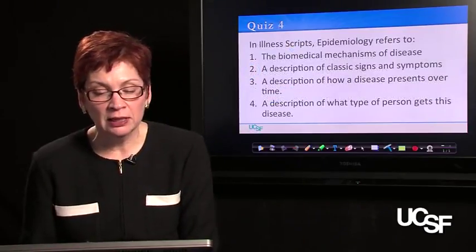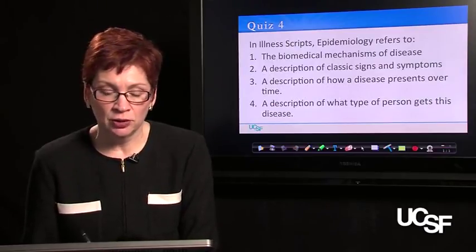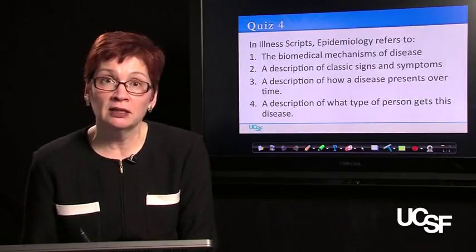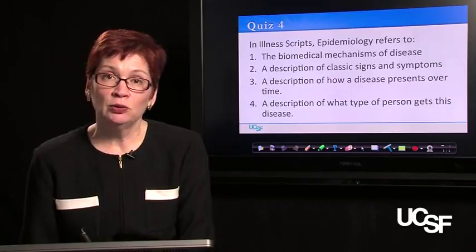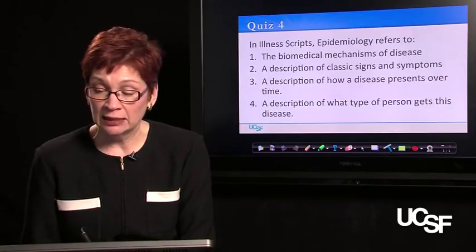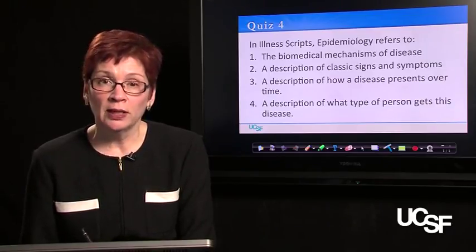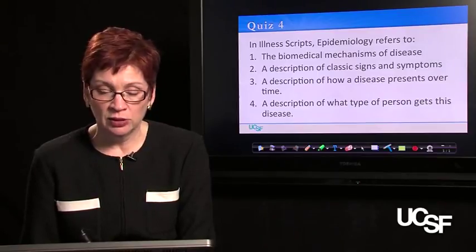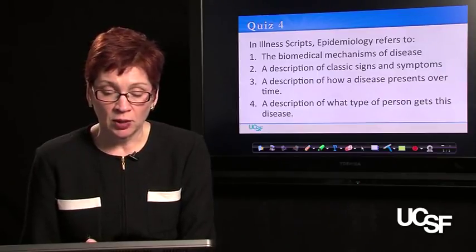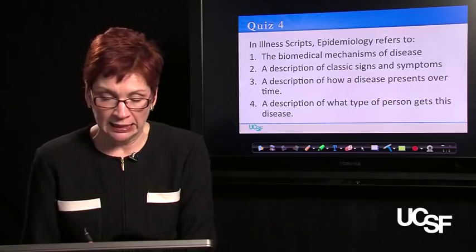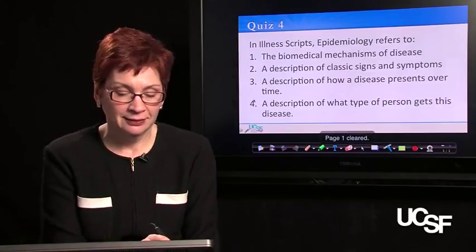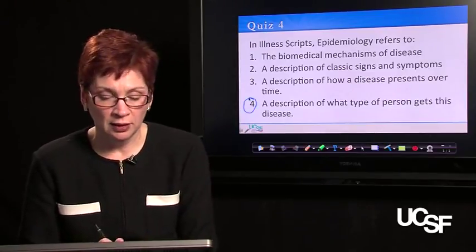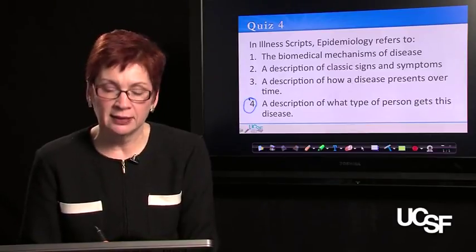Quiz number 4. In illness scripts, epidemiology refers to, number 1, the biomedical mechanisms of disease. Number 2, a description of classic signs and symptoms of the disease. Number 3, a description of how that disease presents over time. Or number 4, a description of what type of person gets this disease. The answer is, of course, number 4, a description of what type of person gets this disease.